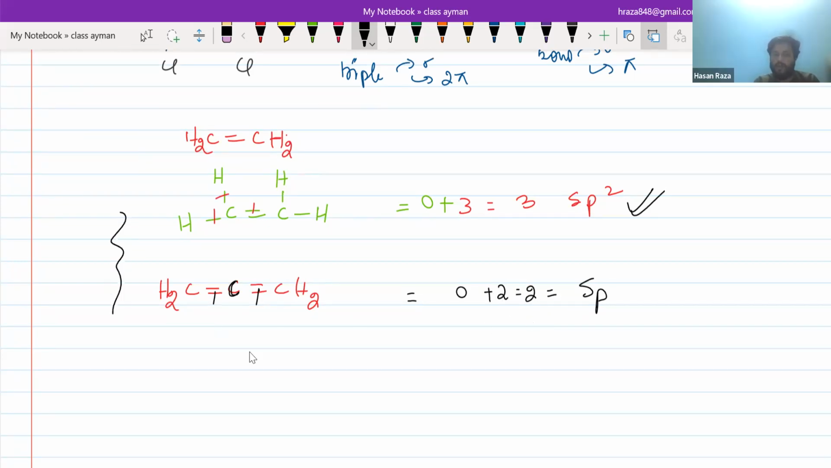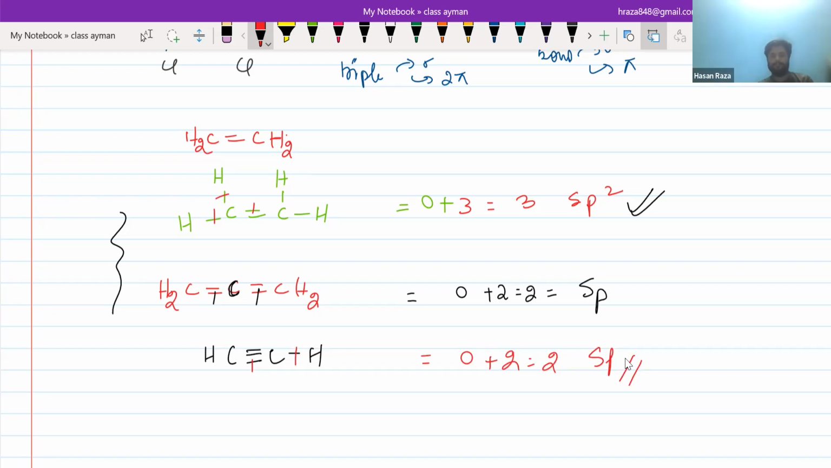So this is what I want to tell you. Again, if a carbon is making a triple bond, you can see it has zero lone pair plus sigma bonds, one and then one, only two sigma bonds. So the sum is two, that means sp hybridization. Is that clear? Yes, sir, it's clear.